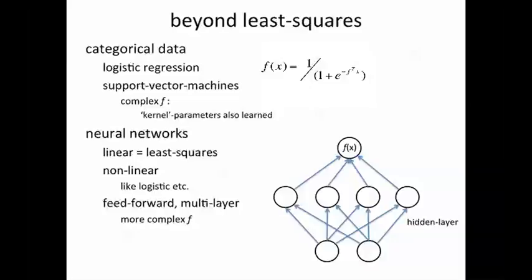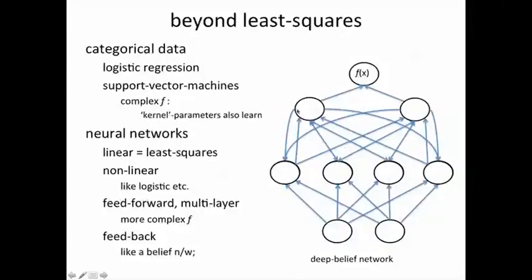Finally, in recent years, in spite of the fact that interest in neural networks had waned over the years, these have become interesting once again with the notion of feedback. Notice that in these networks shown here, all the links go forward from the input nodes to the output node. So they're feed forward even though they're multi-layer. But when we start having feedback, that is, the output of a node in the middle is fed back into the previous nodes, this starts behaving like a Bayesian belief network.